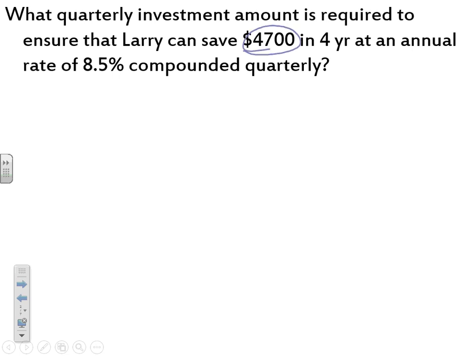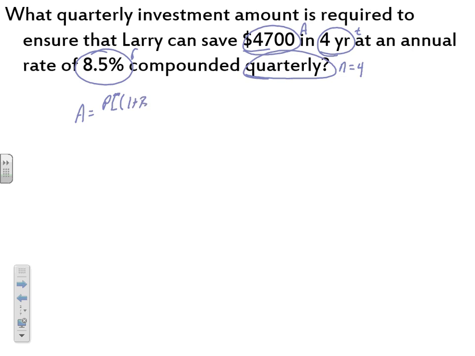So this 4,700, that is an accumulated amount that he's looking for. Here, the time is in years. We're compounding it quarterly, so n is also 4, and the interest rate here is 8.5%. So the function that we start off with is the accumulated amount is equal to the principal amount multiplied by 1 plus r to the nt power minus 1, and that is the whole thing divided by r.